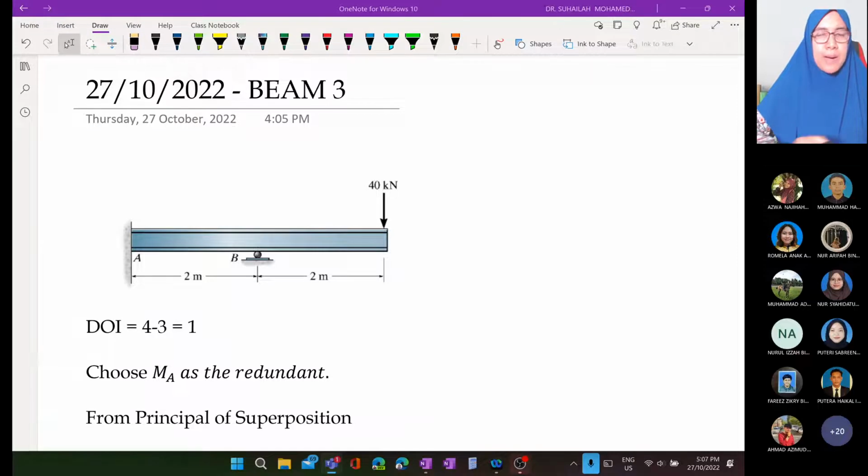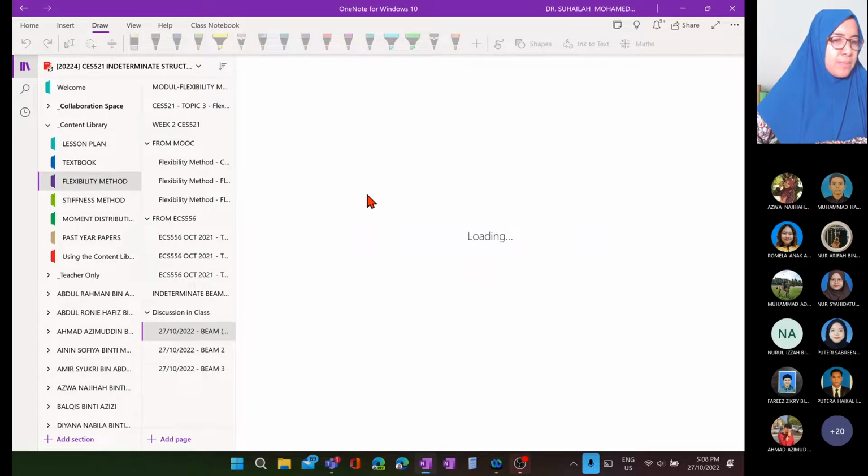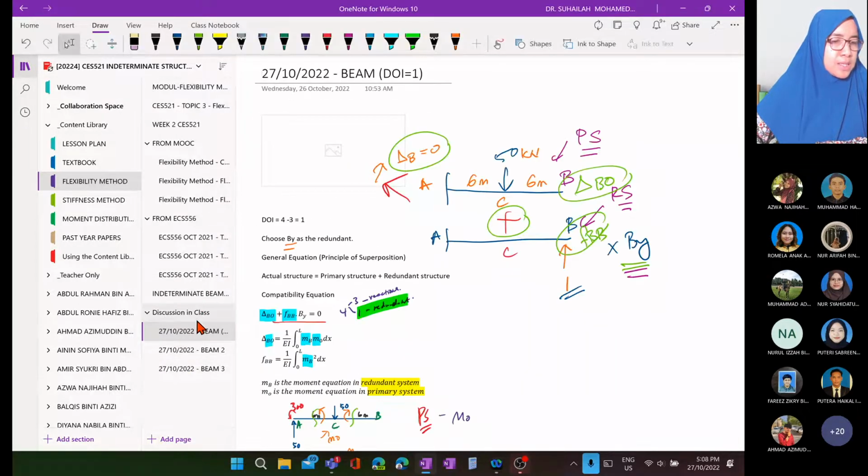I want to continue part B. So in the previous class, I have actually discussed 3 examples. Start with this one, beam with one redundant. Beam with one redundant, under discussion in class. Under your class notebook, please refer to the discussion in class.